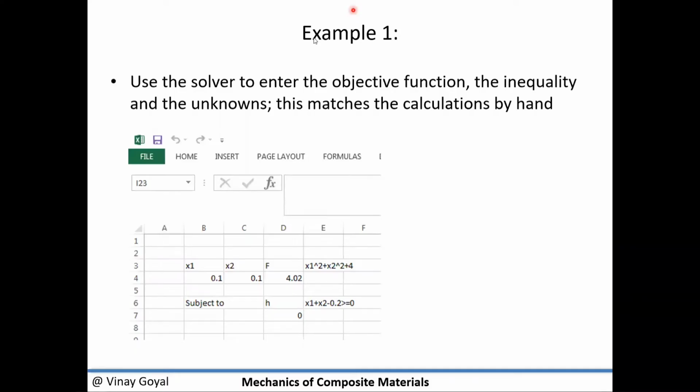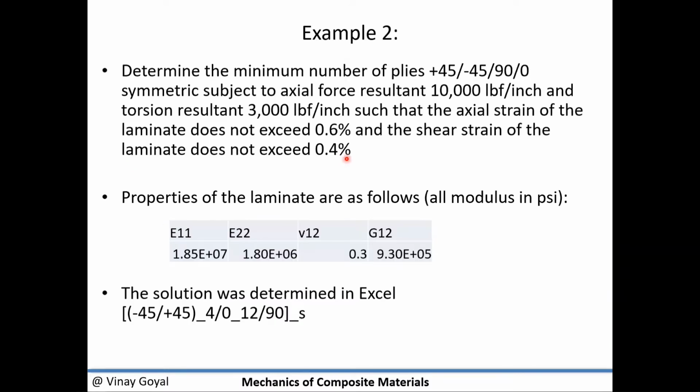Let's move now to a new example here. Example 2 now is moving into composites. So what we want to do is to determine how many plies of each of these things we want: 45, minus 45, 90, and 0. That's a question that's been asked.